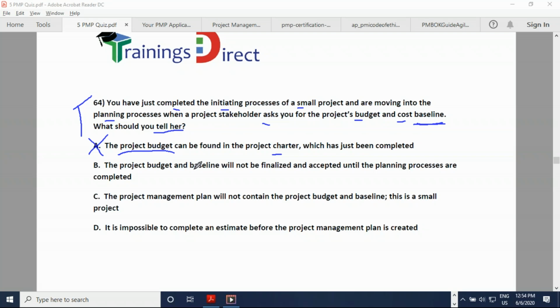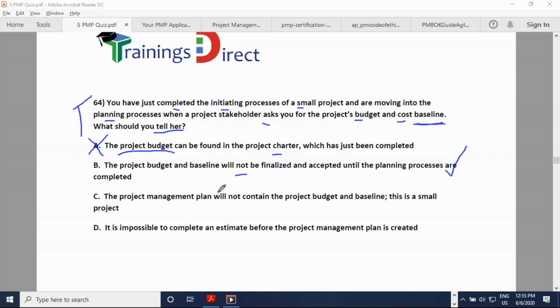The project budget and baseline will not be finalized and accepted until the planning processes are completed. This seems to be a good statement, isn't it? It's like telling the person, please wait, we are still busy planning, wait for some days, we'll have the baseline ready and then tell you. Might be okay, but let's continue.